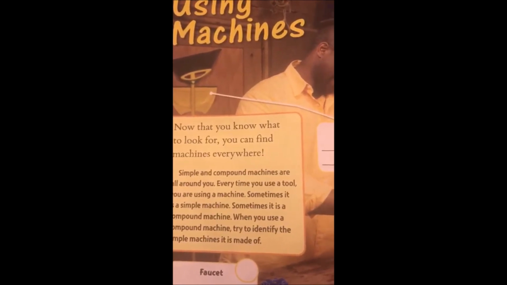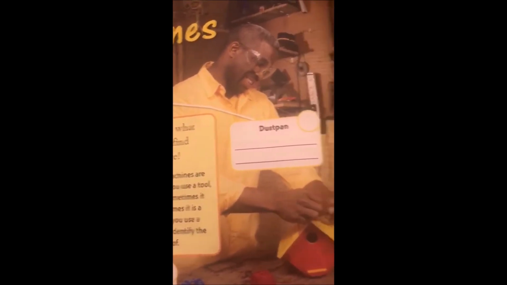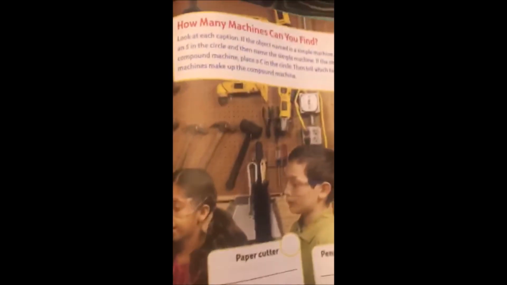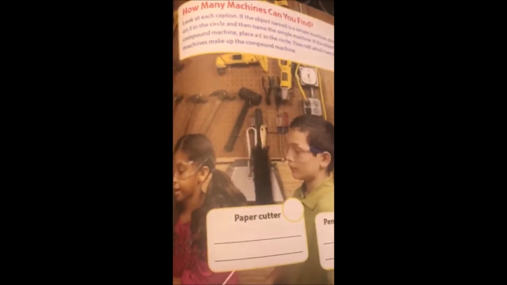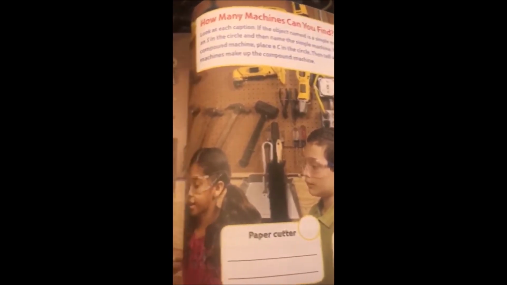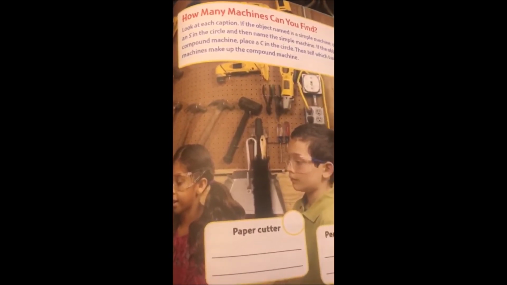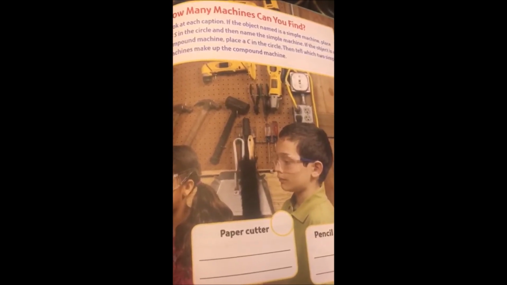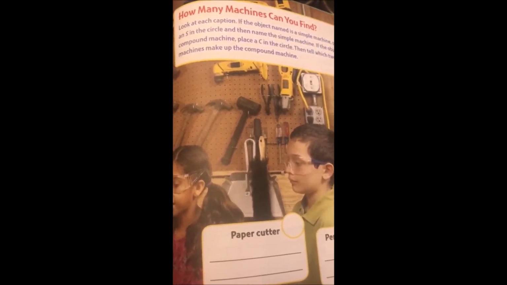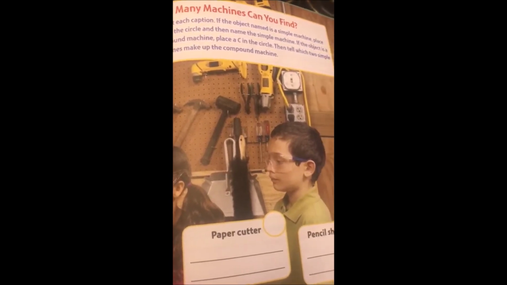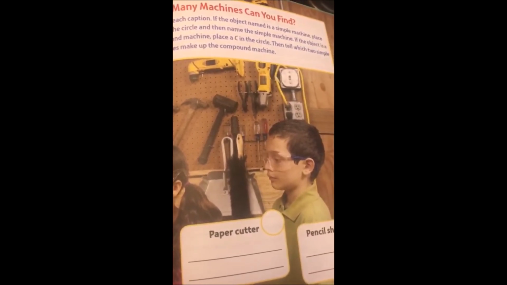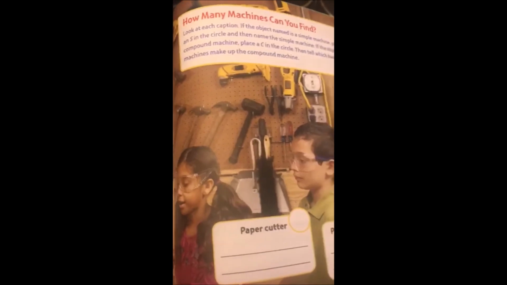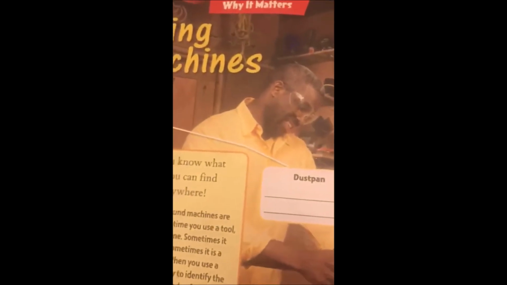Now here, in this question, they said, how many machines can you find? Listen, you should open your page with me. So here is page 425. So from the beginning, you should have opened your pages. Look at each caption. If the object named is a simple machine, place an S in the circle and then name the simple machine. If the object is a compound machine, you're going to place a C in the circle and then tell which two simple machines are combined to make the compound machine.